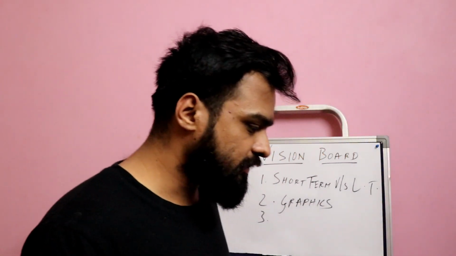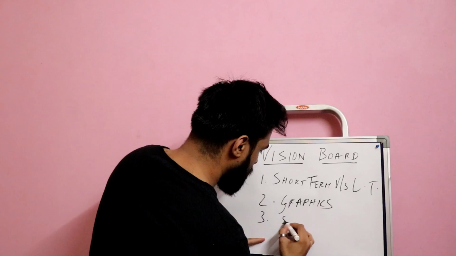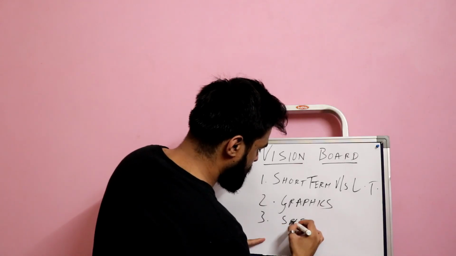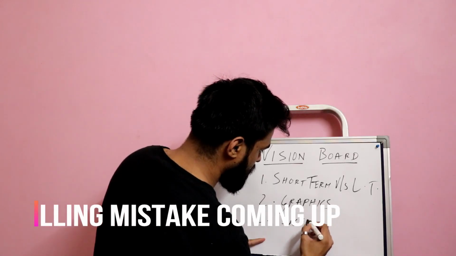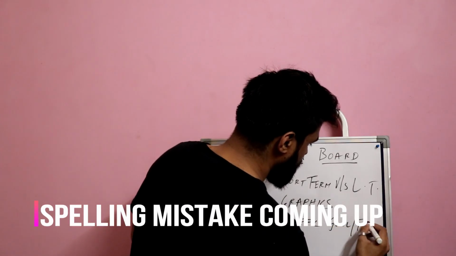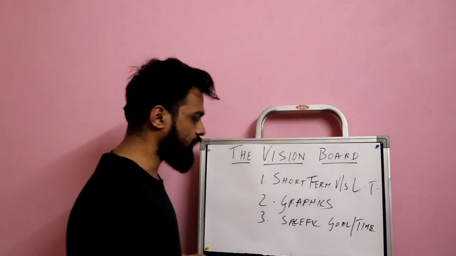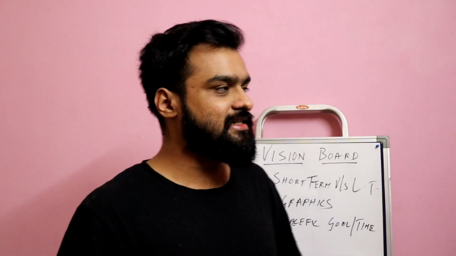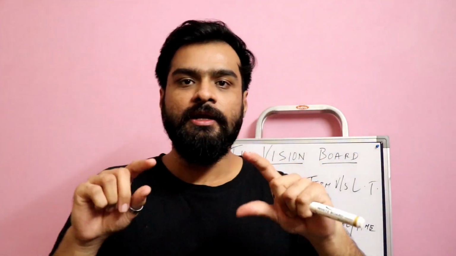Now, the third point, get specific with your goal and timeline. Okay, so the goal cannot be general, the goal has to be as specific as possible. Now, what I would suggest is, if you're going to take a picture, make sure you print under that the timeline that you want to achieve it in.